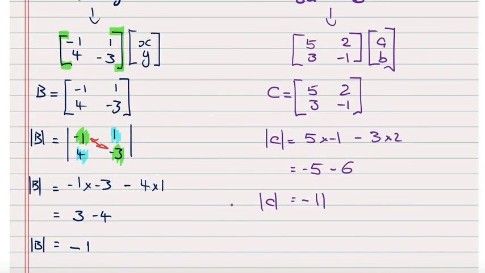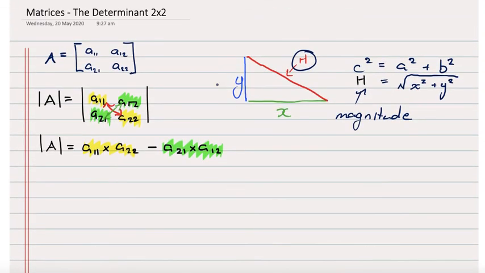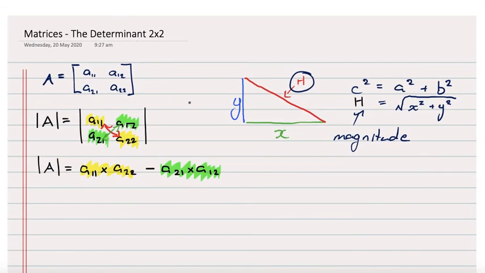So in summary, what we learned in this video is how we can calculate the determinant of a 2 by 2 matrix.